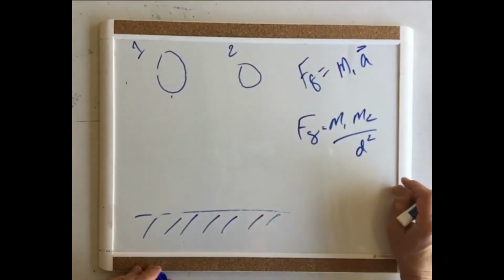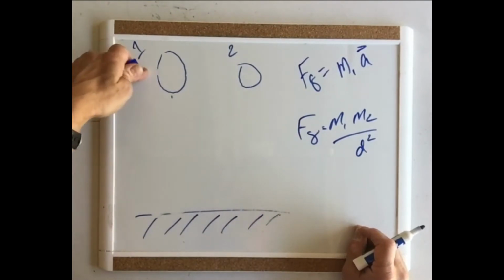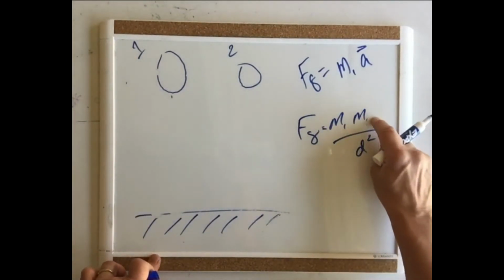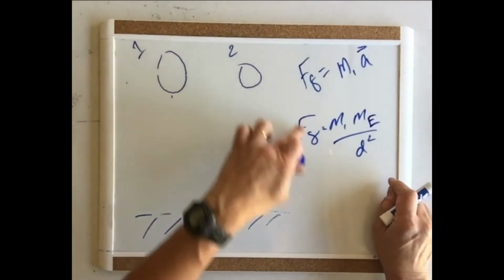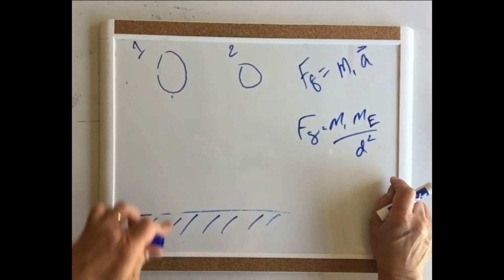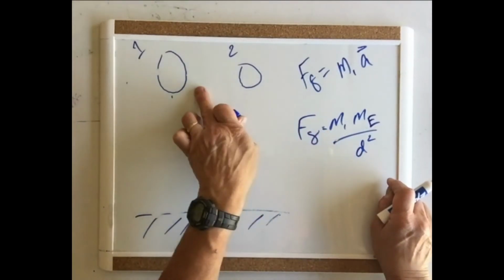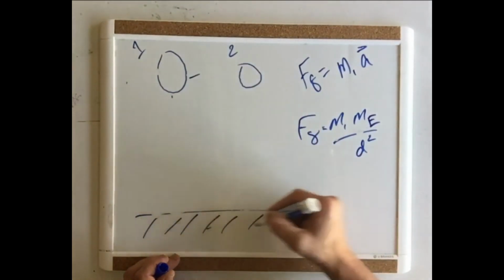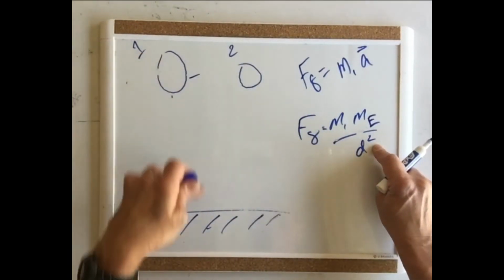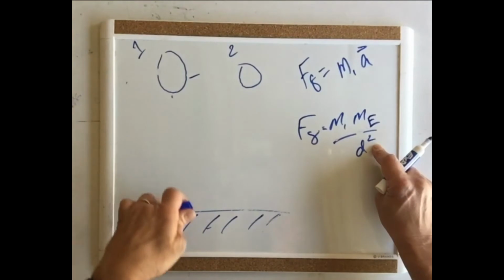There we go. And suppose we're talking about object 1. Well, we're talking about object 1 and the force of gravity between it and the Earth. So we can replace this 2 with E. So the force due to gravity between object 1 and Earth is equivalent to the mass of object 1 times the mass of Earth divided by the distance between the two. And it's not the distance from here to the surface, it's the distance from here to the center of the Earth.